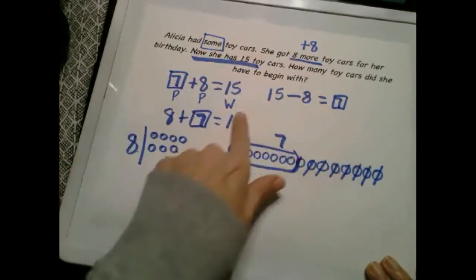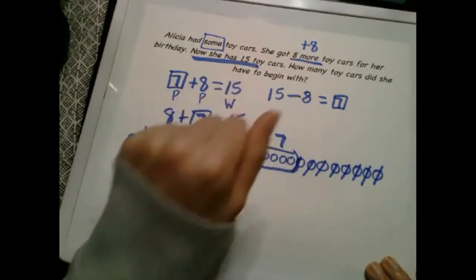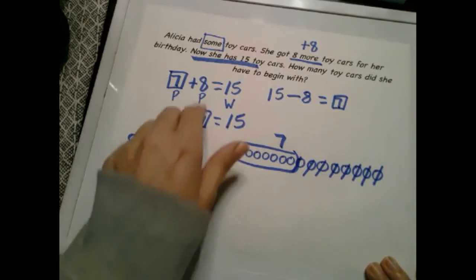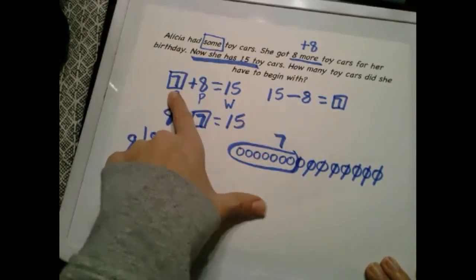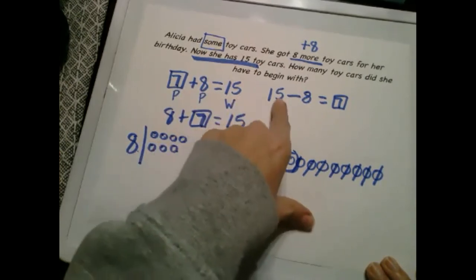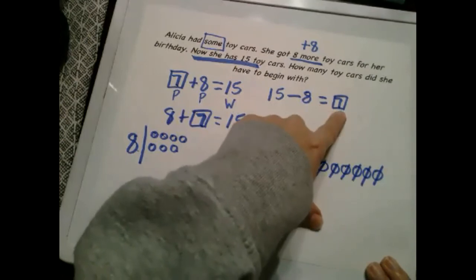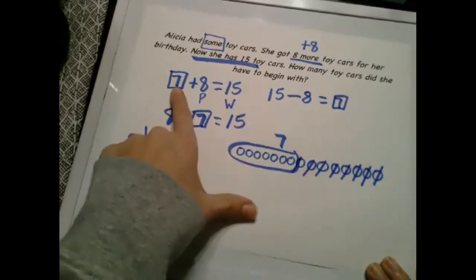As we solve these types of problems, always think about what we know and what we need to find out. These problems that start with an unknown, try to think backwards. If something plus something equals 15, then 15 minus something equals something. You're thinking about your beginning.